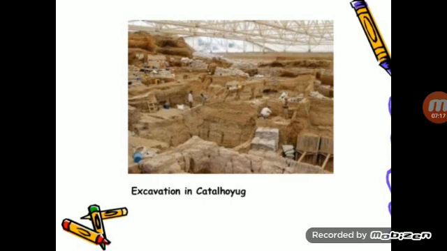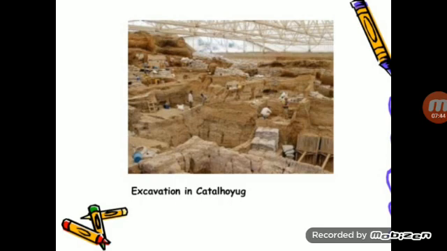This is the excavation site at Cattle Hog. Humans learned the art of making copper alloy. Alloy is nothing but mixing copper with tin to form a harder and stronger metal called bronze. Society and economy: they had rural settlements. They were self-sufficient in food production.